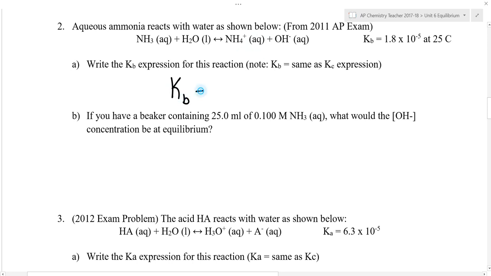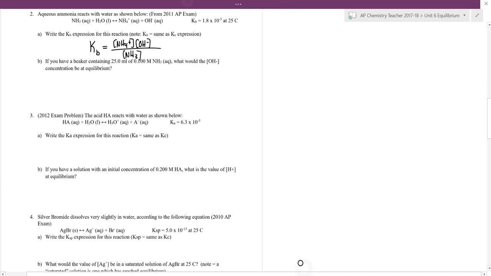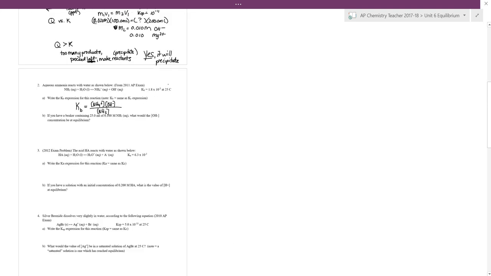My K expression, since this is a base, we call it a KB expression, but it's really the same thing as a KC expression. So it's going to be products over reactants. These are my products. My reactants are NH3. I leave out water because it is a liquid. So I leave liquids and solids out of my K expression.